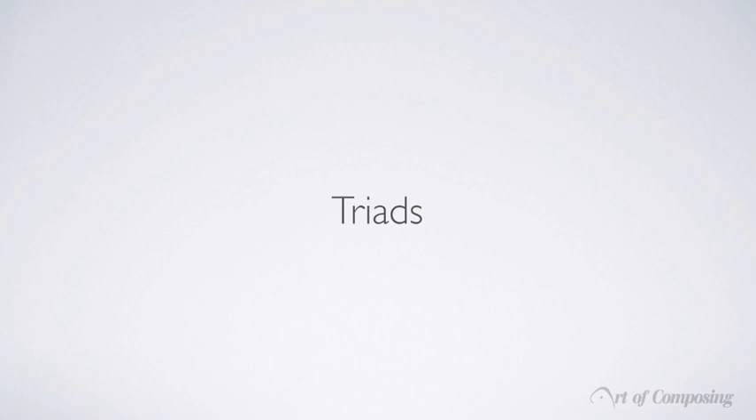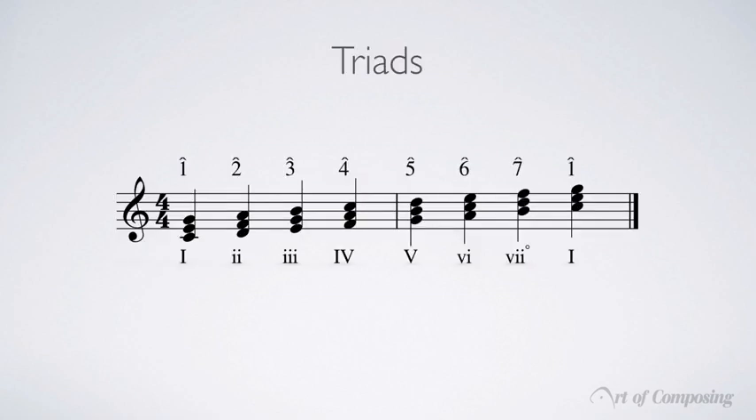Now, as we said before, triads are built using thirds going up a major scale or a minor scale. So in C major, we have the following triads: C major, D minor, E minor, F major, G major, A minor, B diminished, and C major. And we also talked about the different qualities of the triads: major, minor, and diminished. But let's look at what makes a major triad major and a minor triad minor, and so on.